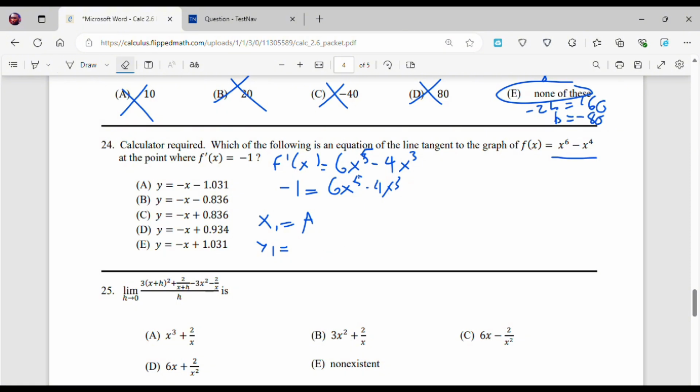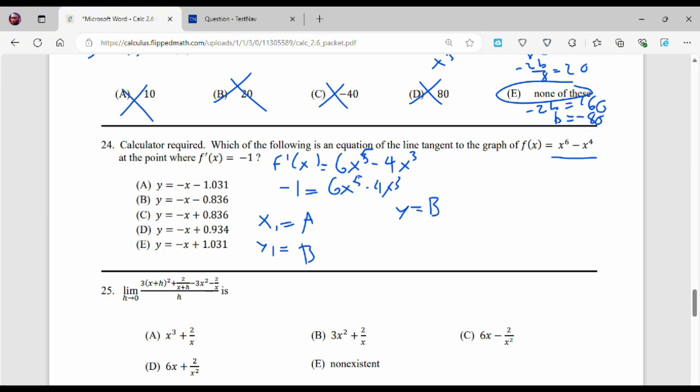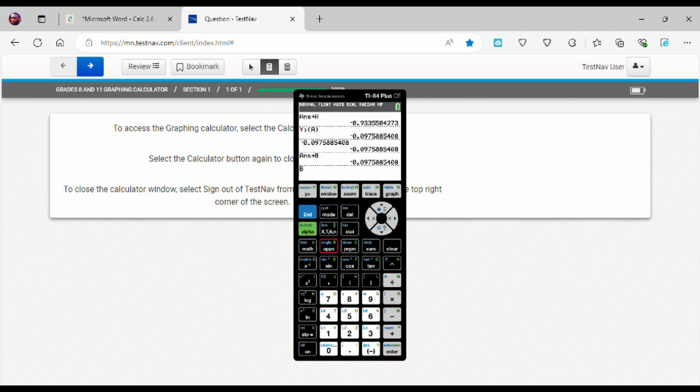So now our y1 is going to be b. So our tangent line is going to be y equals y1, which is b, and then plus our slope, which is -1, times x minus x1, which is a. Let's plug this in.